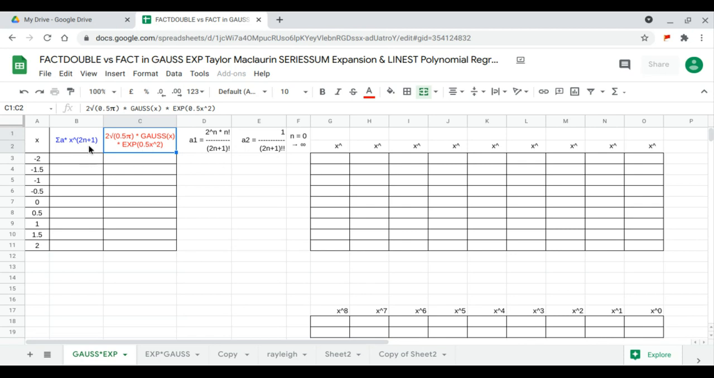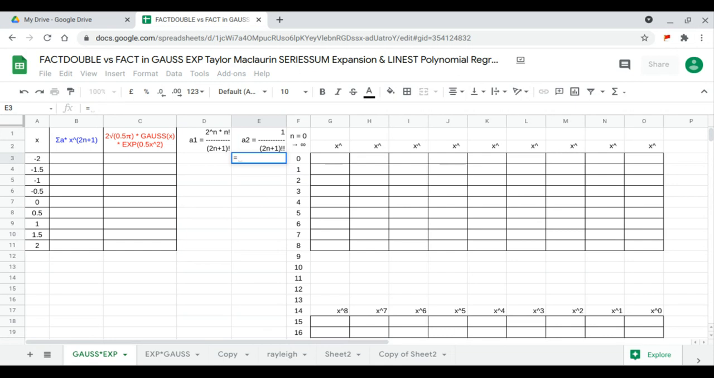We begin with the expansion, which is the summation of a times x to the power 2n plus 1, where a comes in two forms, the factorial and the double factorial. And the value of n starts from 0 to infinity. So in this case, 16 is good enough.